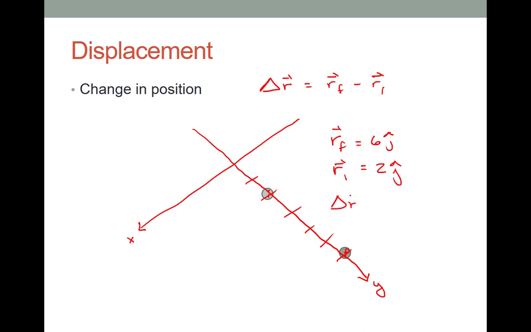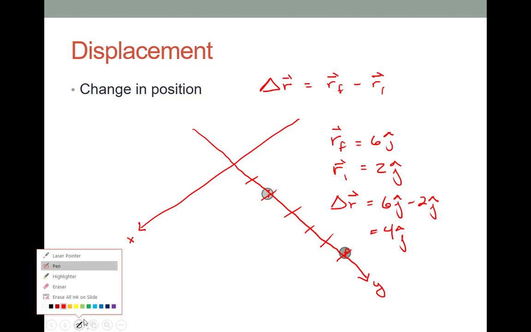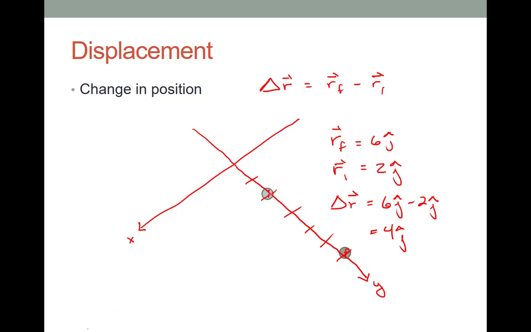Therefore, the displacement is going to be 6 j hat minus 2 j hat, or in other words, 4 in the j hat direction. If I were to draw this as a vector, it would be this, and we see it's 1, 2, 3, 4 away, and it goes in the positive direction, so it is all consistent.